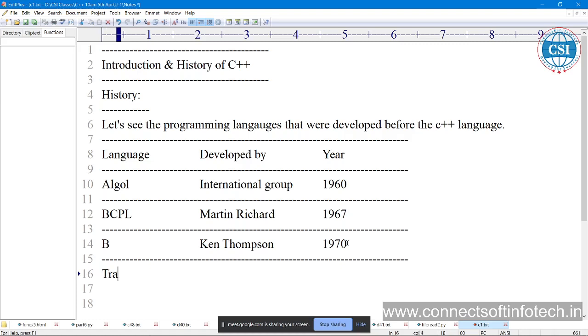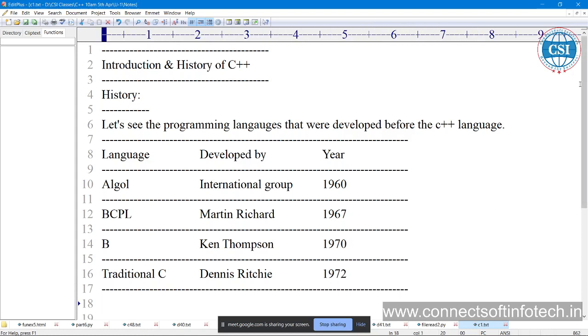So that is known as what? Traditional C. Who developed traditional C? Dennis Ritchie. Founder of C is what? Dennis Ritchie. When C was developed, it was in 1972, 73.